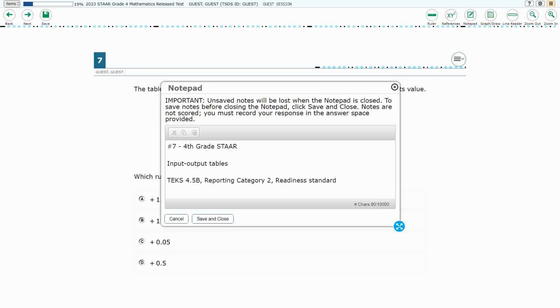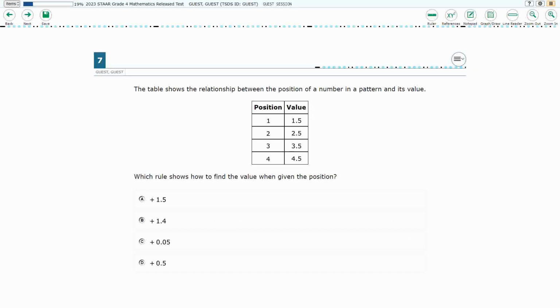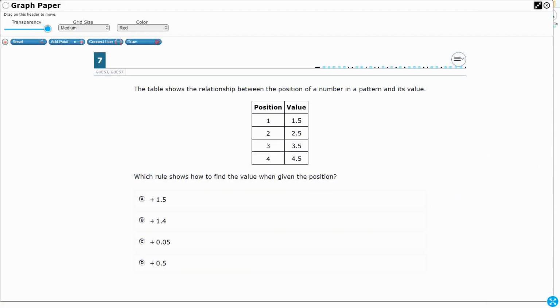For number 7, we are looking at input-output tables. This is a readiness standard, TEKS 4.5b in reporting category 2. So we have the relationship here between the position of a number in a pattern and its value, right? So we need to find the rule. Well, let's see. How are we going to get from position 1 to value 1.5, right? Well, there are 2 different ways we could do it. It's getting larger, right? So when we get larger, we can either multiply or we can add.